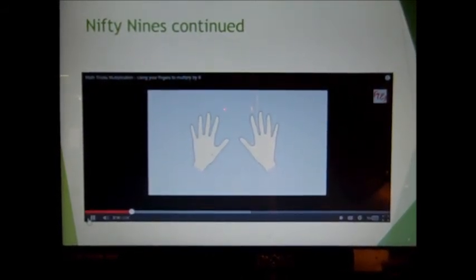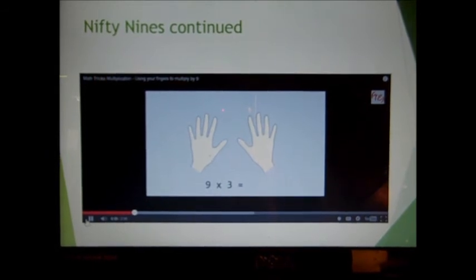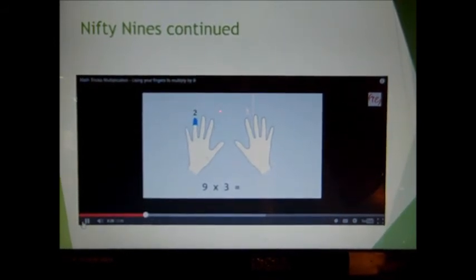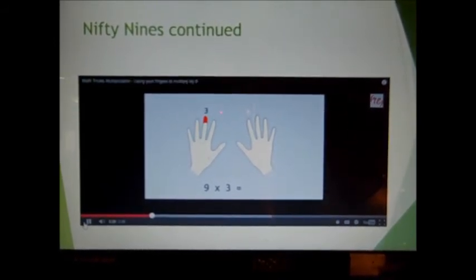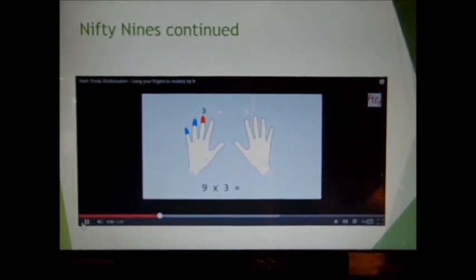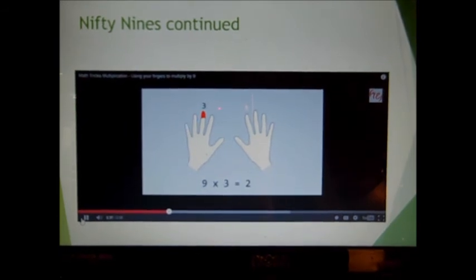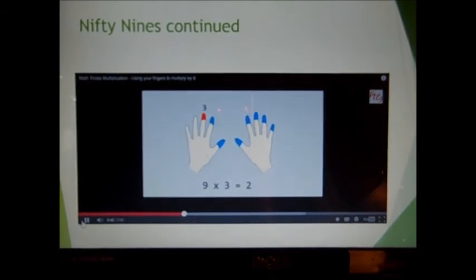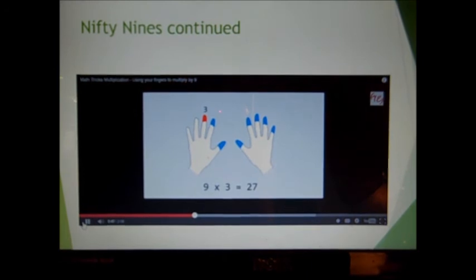As a first example, let's look at 9 times 3. We'll start with our left pinky and count along our fingers to 3. 1, 2, 3. Next, we'll count the number of fingers to the left of 3. There are 2, so we will put a 2 in the tens place. Now we will count how many fingers are to the right of 3. There are 7, so we put a 7 in the ones place. So our final answer is 27.